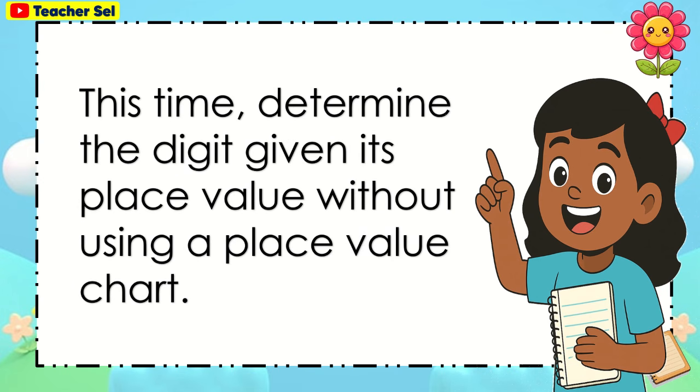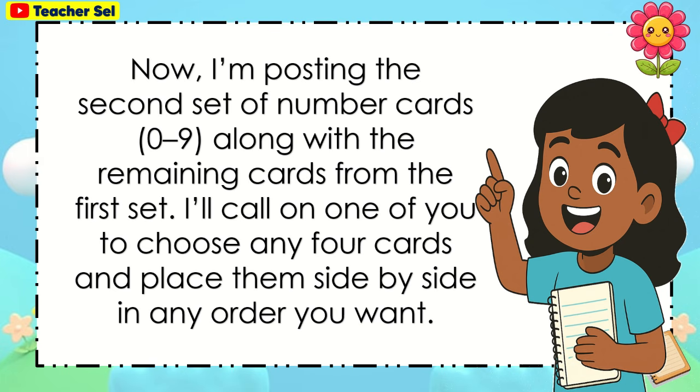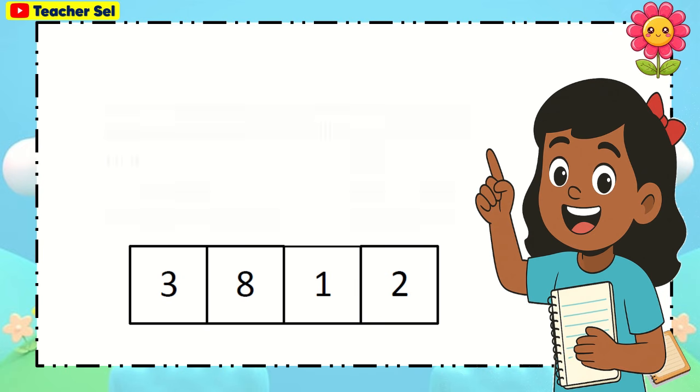This time, determine the digit given its place value without using a place value chart. Now, I'm posting the second set of number cards along with the remaining cards from the first set. I'll call on one of you to choose any 4 cards and place them side by side in any order you want.